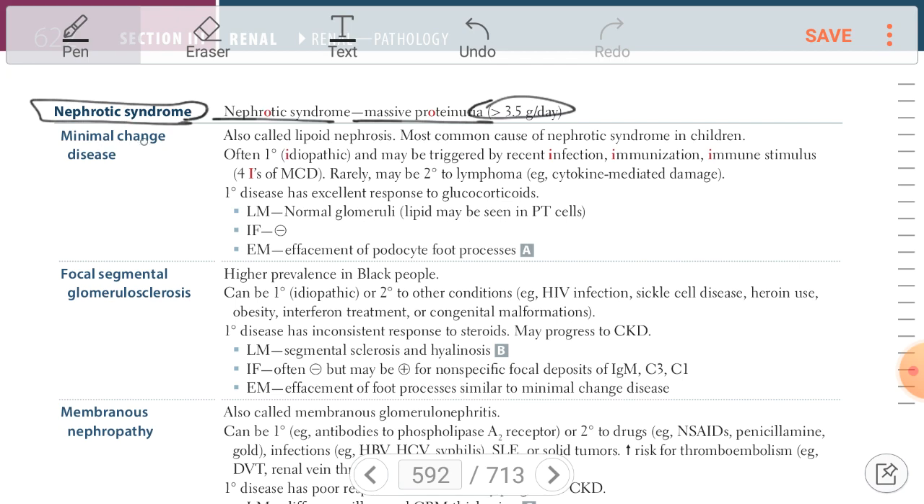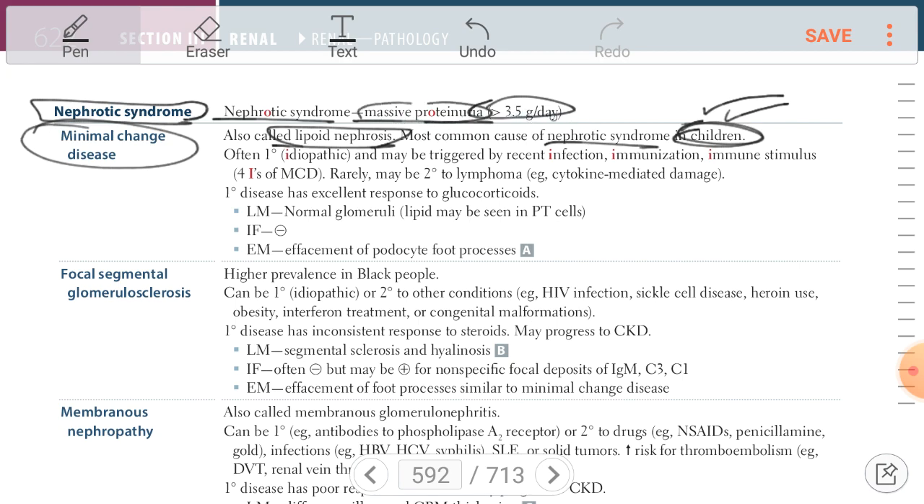So the first disease is what? Minimal change disease. It's called what? Lipoid nephrosis. Most common cause of nephrotic syndrome in what? In children. Children is so important. So children with nephrotic syndrome, massive proteinuria, more than 3.5 grams per day.